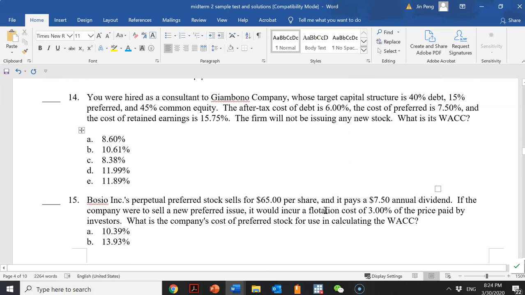Question 14. You are hired as a consultant to this firm whose target capital structure is 40% debt, 15% preferred stock, and 45% common equity. The after-tax cost of debt is 6%. The cost of preferred stock is 7.5%, and the cost of retained earnings is 15.75%. The firm will not be issuing any new stock. What is its WACC?